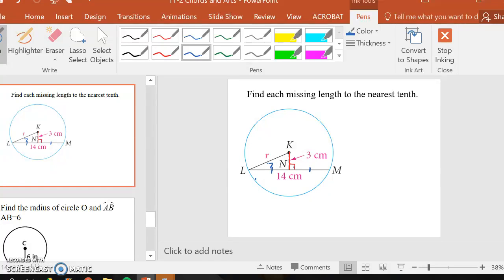Well, what does that form here? It forms a right angle. And what could I use to find the length of the hypotenuse of a right triangle? Pythagorean theorem. So 3 squared plus 7 squared equals the radius squared. So we get 9 plus 49 equals the radius squared. So the radius would be the square root of 58. When you put that in your calculator, the radius of this circle would be about 7.6 centimeters long.